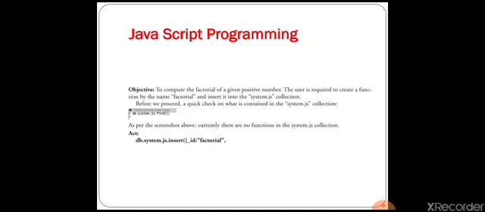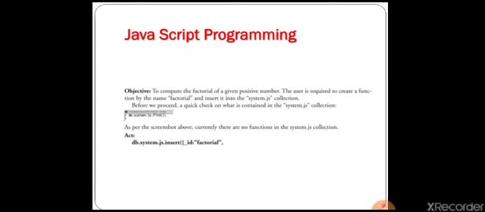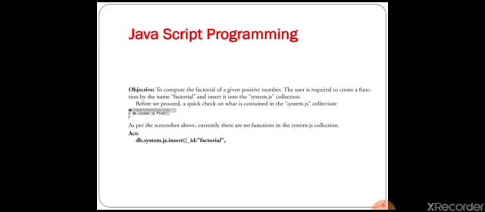Now how this JavaScript programming deals with this MongoDB, let us see. Here our objective is to compute the factorial of a given positive number. The user is required to create a function by name factorial and insert it into the system.js collection. First, before we proceed, a quick check what is contained in the system.js.